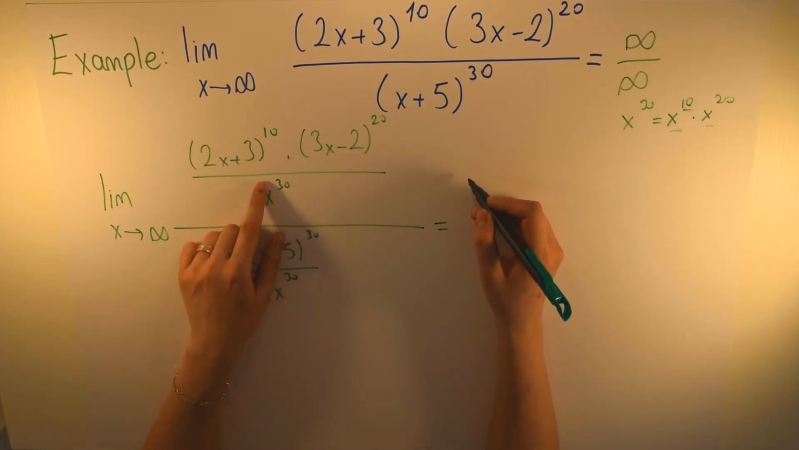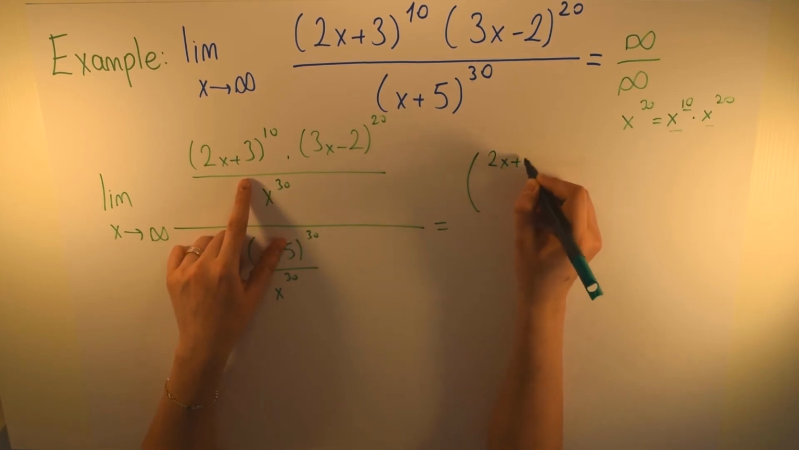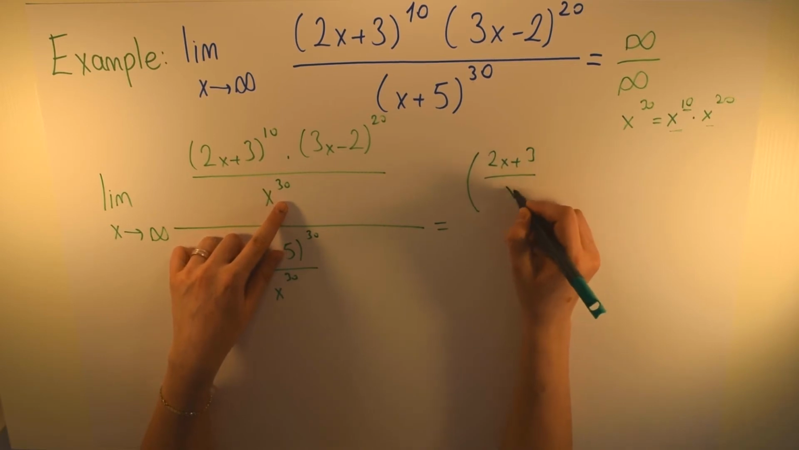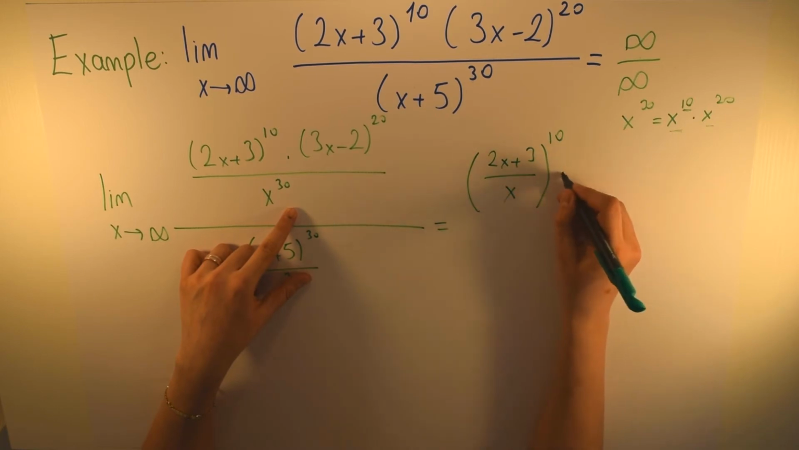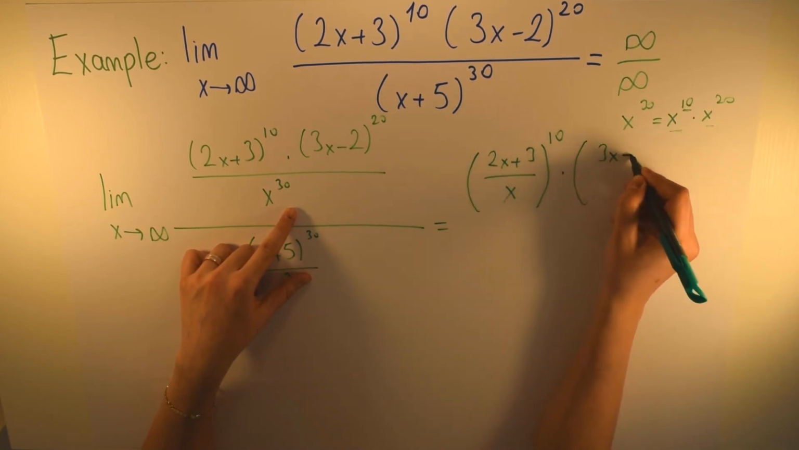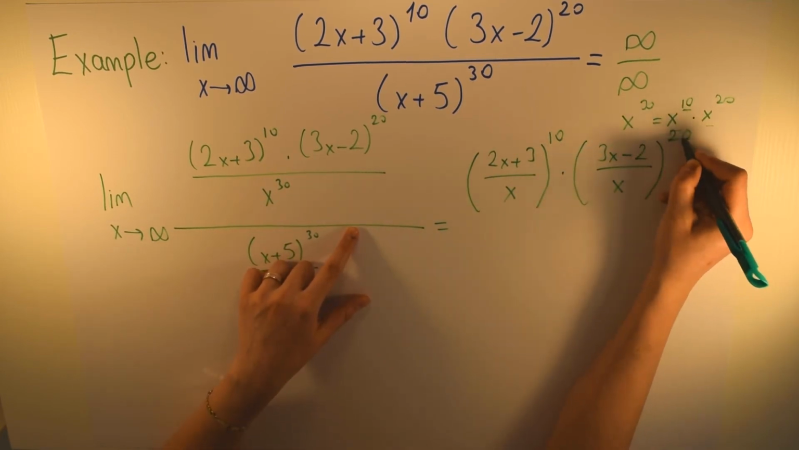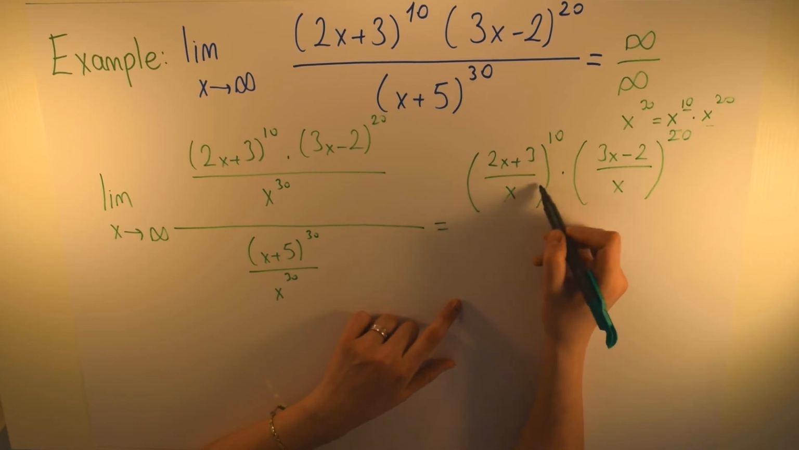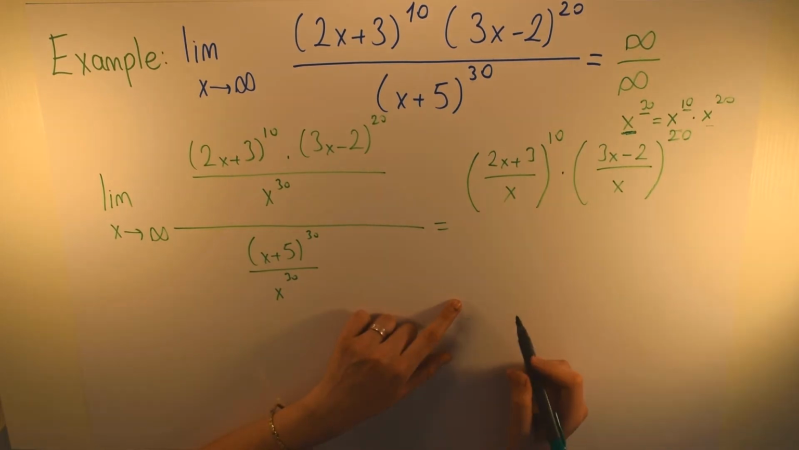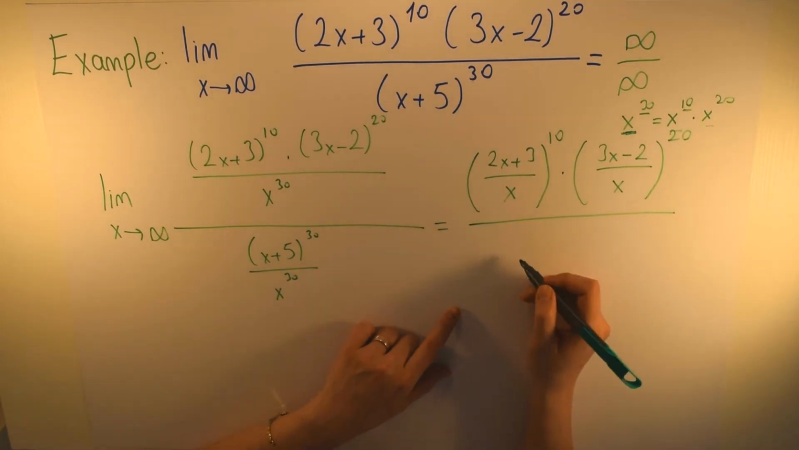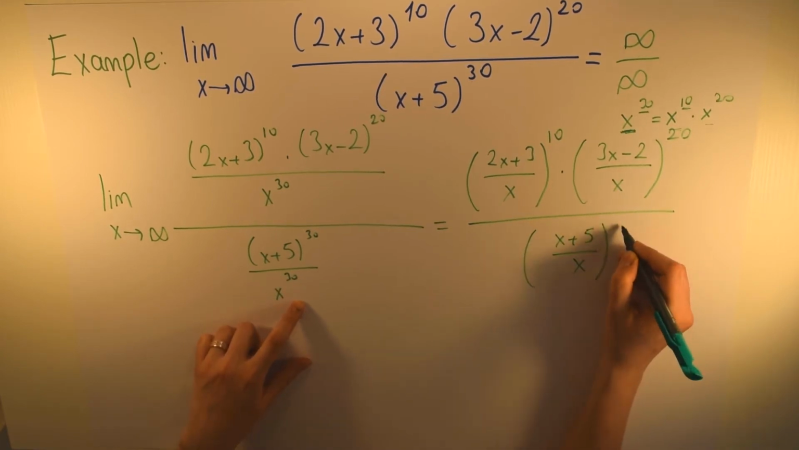So let's do that. Here we have (2x plus 3) over x to the power of 10. This is the same thing, times (3x minus 2) over x to the power of 20. You see, this is x to the power of 10 times x to the power of 20, so it's equal to x to the power of 30, divided by (x plus 5) over x to the power of 30.